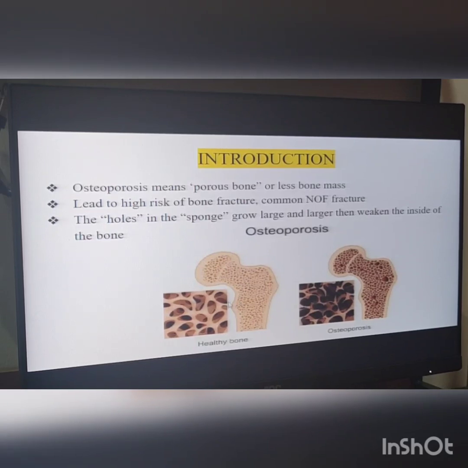So now you can see the picture here. This is the healthy bone, or the bone of young people. You can see the quality here is very good, not many holes. So this is the osteoporotic bone, or the elderly people's bone. You can see here a lot of holes, same as they mentioned here, the holes in the sponge. You can see a lot of difference between these two bones. So it is very fragile and easily breaks or fractures, even with a low energy impact.